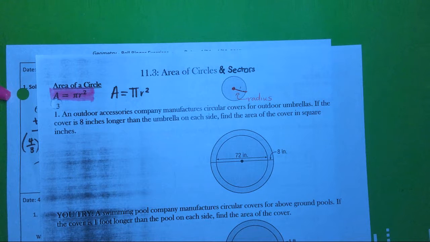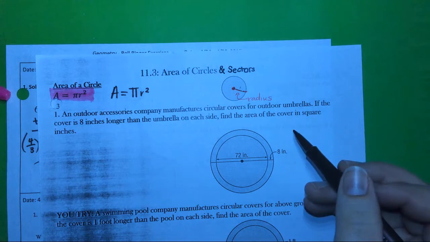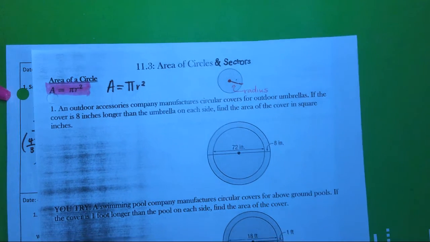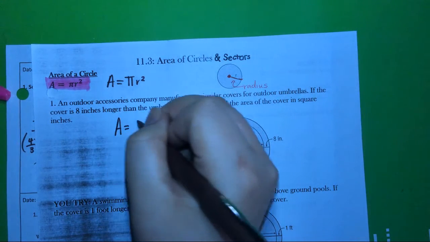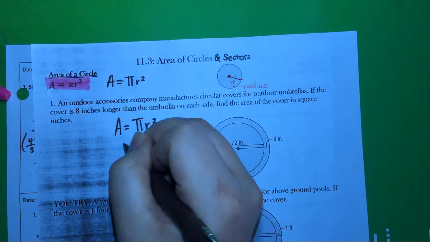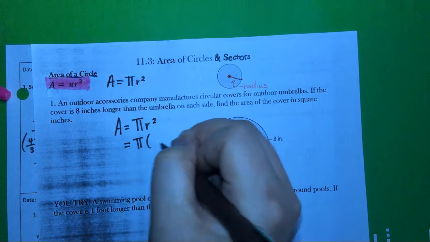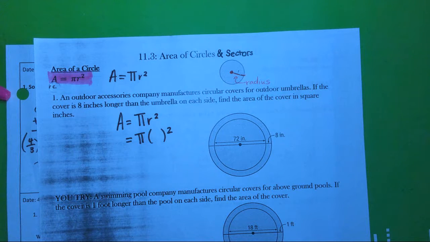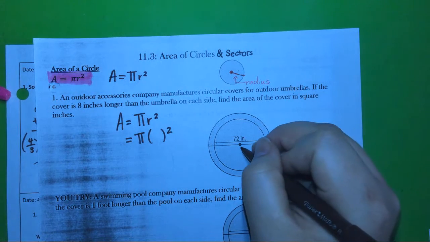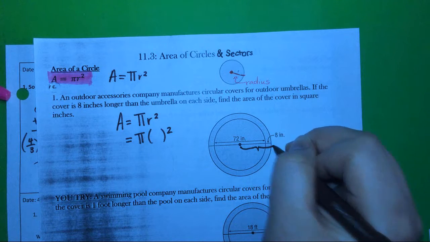I say that, and we get to this first one, and it's already using words. There's a company that has circular covers for outdoor umbrellas. If the cover is 8 inches longer than the umbrella, find the area of the cover in square inches. Okay, so I know I need to use the formula A equals pi r squared. I'm really just worried about what number to plug in for r. I need to know how long this is.